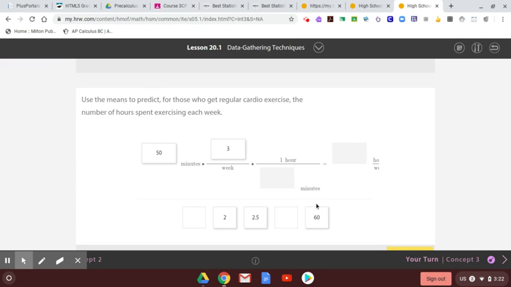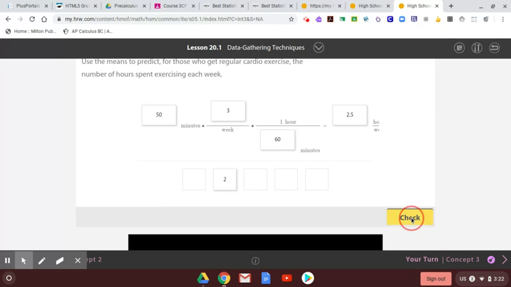And now we need to do our conversion. 1 hour is equal to 60 minutes. So we're going to take our 60 here. And then we just have to do our computation. So we're going to multiply 50 times 3, which is 150, divide by 60, and that gives us 2.5. So we'll put that here and check our answer.